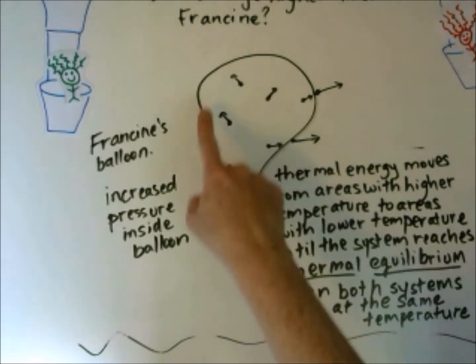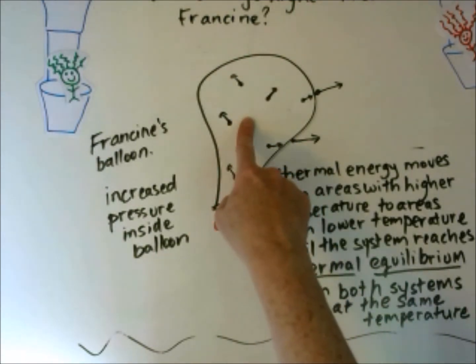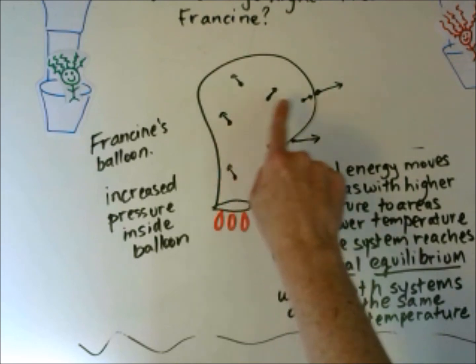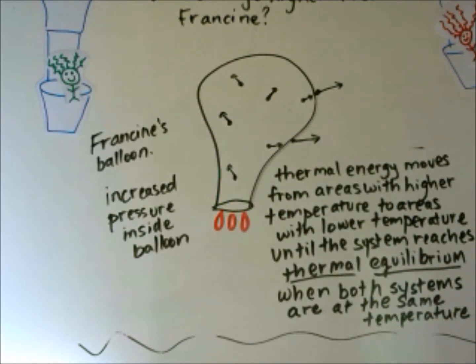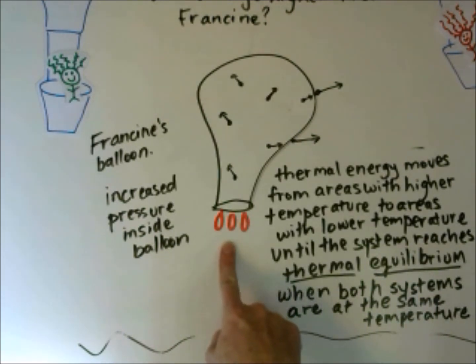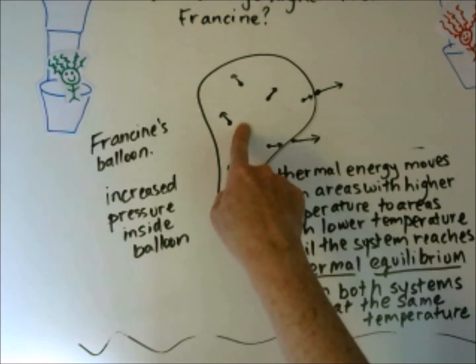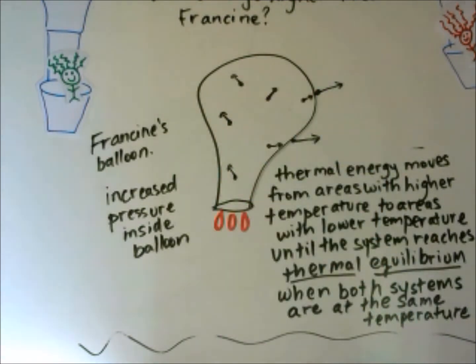So over time, the higher temperature here will no longer be higher than the outside. Those two temperatures will become equal. When that happens, Francine will actually go back down to the ground again. If she didn't bring any extra fuel, she can't continue to heat this balloon. All this energy that she has put into it will be lost to the air around the balloon, and her balloon will fall back down.